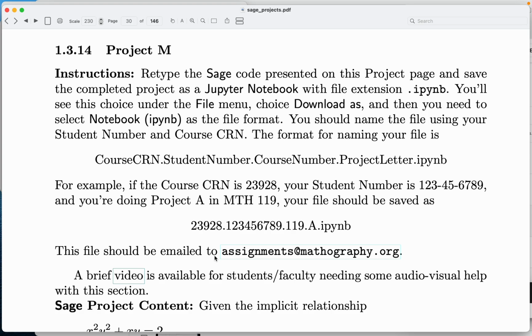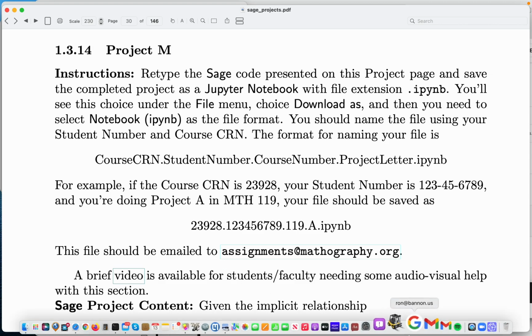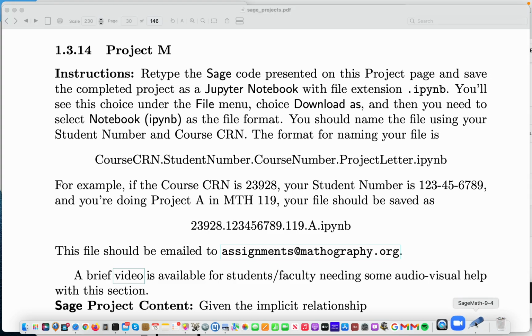Okay, we're still in Math 119. We're on Project M now. Again, I'm going to launch Sage. We're just getting our feet wet by doing this, by the way. Sage is in my dock.